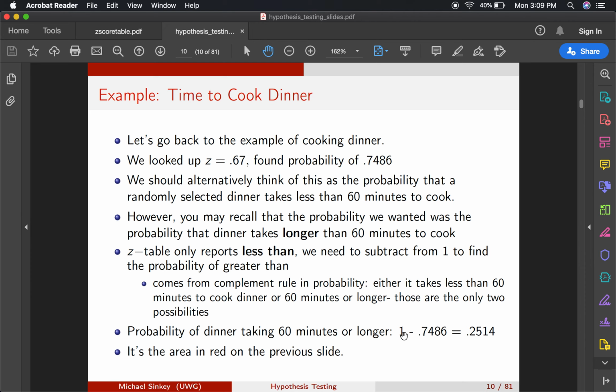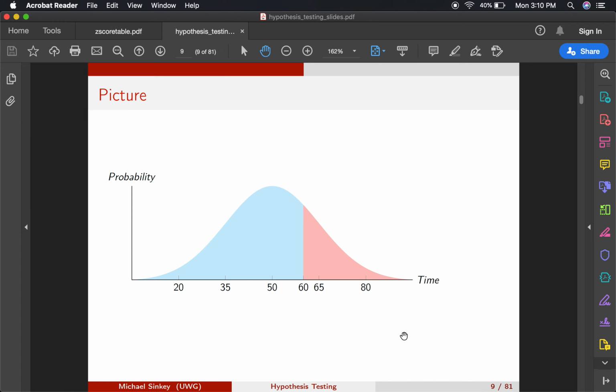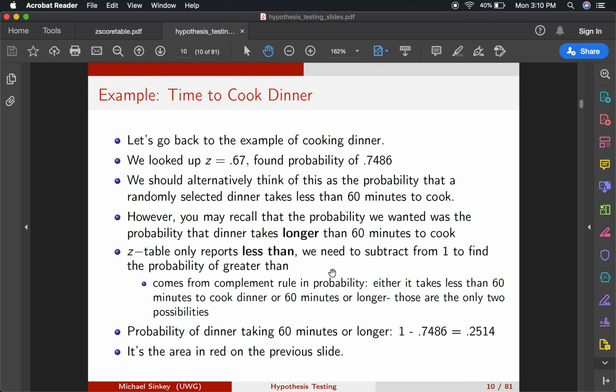Well, it took me 27 minutes. Great, that's less than 60. Well, it took me maybe 85 minutes. Great, that's more than 60. You're either in one group or the other group. Well, it took me -5 minutes. It did not take you -5 minutes. That is a lie. So the probability of 60 minutes or longer is this area in red, and that's 25.14%.